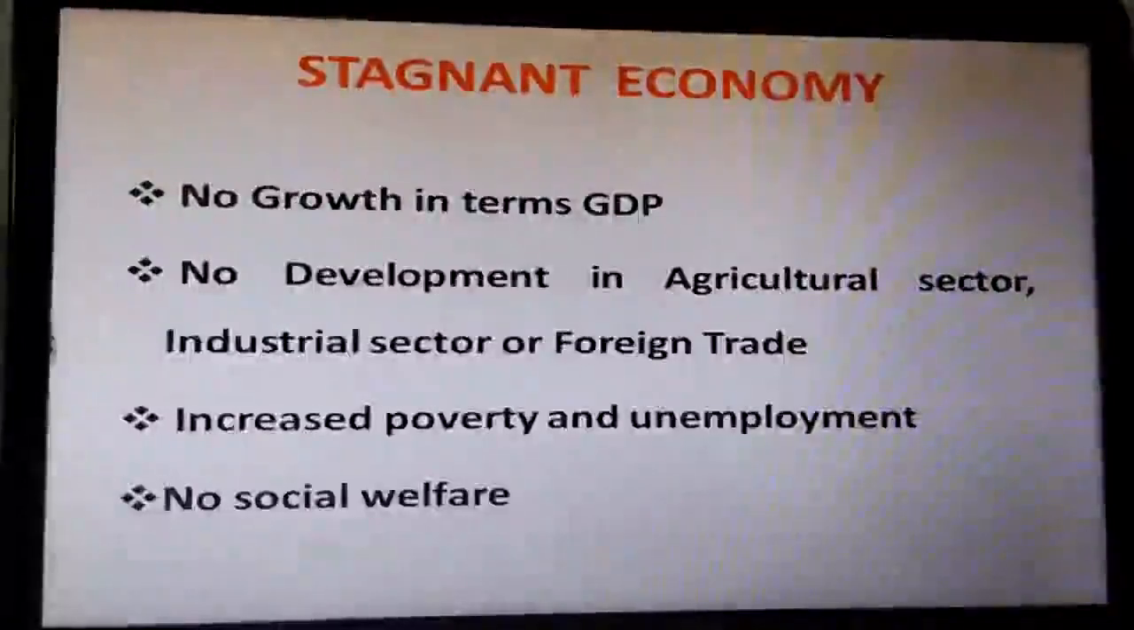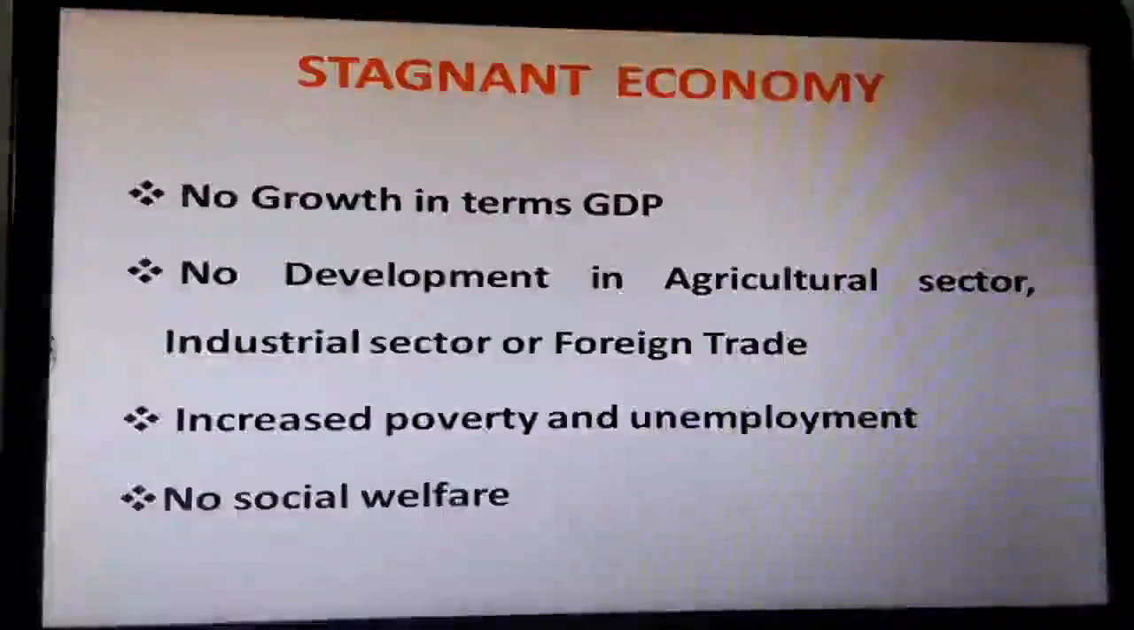Now, the Indian economy during the British rule, or say colonial rule, remained stagnant. Let's understand what a stagnant economy is. A stagnant economy means that the growth of the economy has stopped. That is, there is no growth in terms of production, that is what we call GDP, gross domestic product, which means production of goods and services in the economy. So there was no growth in terms of production or GDP, and no development in the agricultural sector, industrial sector or foreign trade. A stagnant economy also faces increased poverty and unemployment. All these led our economy to become stagnant, with no growth at all.